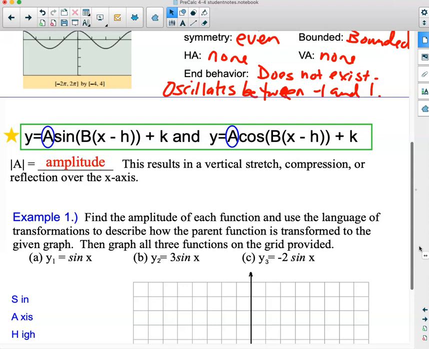vertical stretch, compression, and I know that we put this up here, a reflection over the x-axis. That's not what A does. A is just that height. So when we see this, we're going to need to think of the absolute value of A. If there's a negative out in front, we know there's been a reflection over the x-axis. It's just that A is responsible for just the height of the graph.